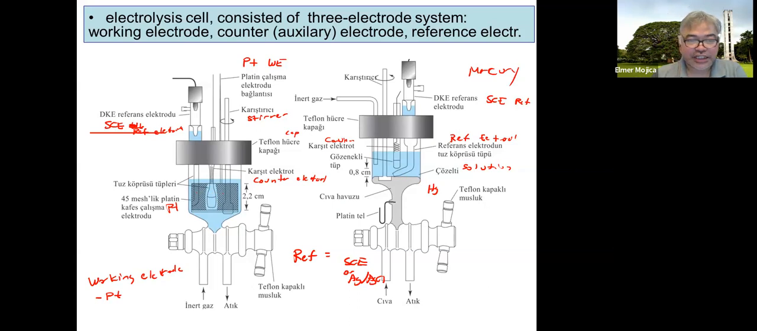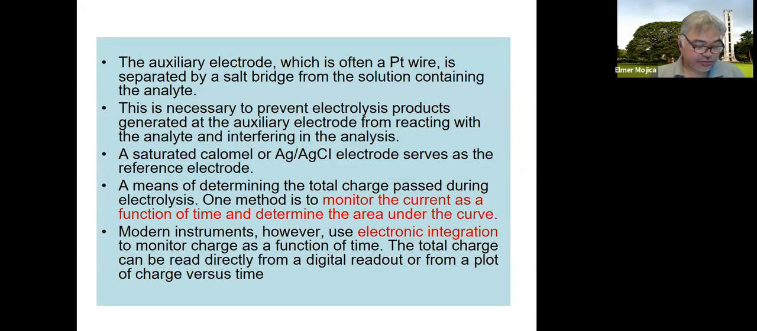Now for the auxiliary electrode, usually this is part of the other half cell, and it's often made from the same material as the working electrode. So if you have platinum, it's often a platinum wire. It's separated by a salt bridge from the solution containing the analyte. You separate this auxiliary or counter electrode from the solution in contact with the working electrode to prevent the reaction between species produced at the auxiliary electrode and the species in the bulk solution.